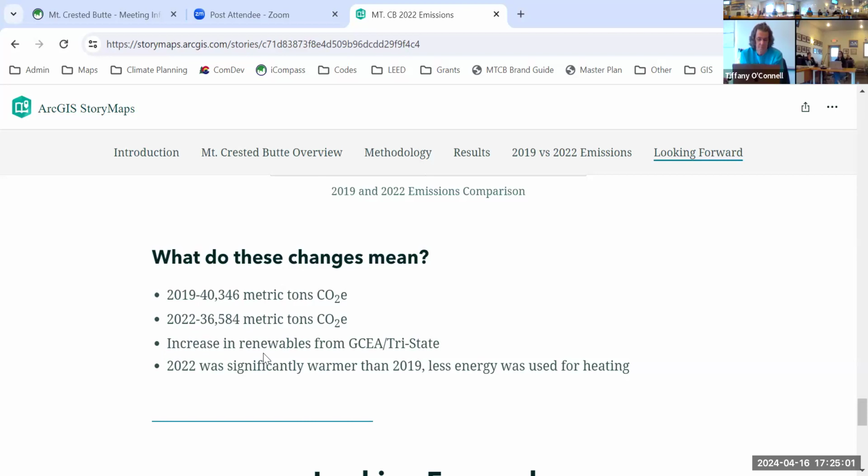One of those is the increase of renewables in our electricity grid from GCEA and Tri-State. This means that even if energy use stays the same or increases, the emissions from it will decrease because there's more renewables in the grid. Another factor that contributed to this decrease in emissions was that 2022 was a significantly warmer year than 2019, so less energy was used for heating residential and commercial buildings.